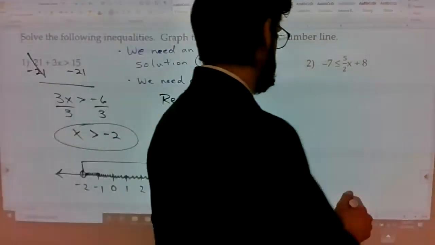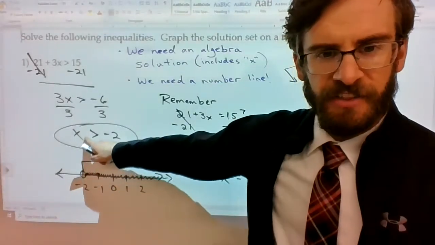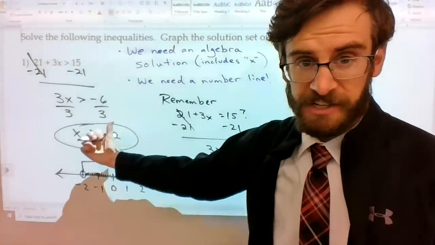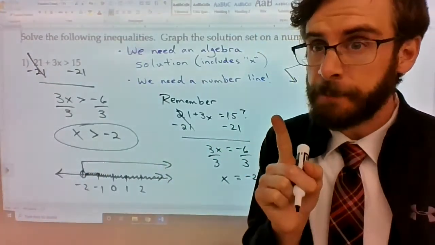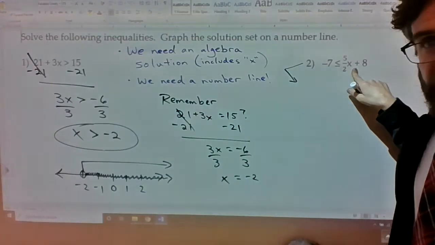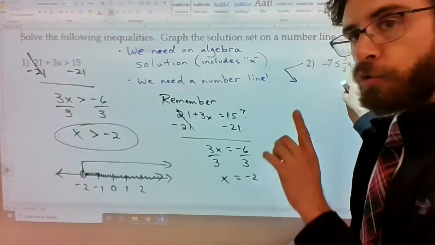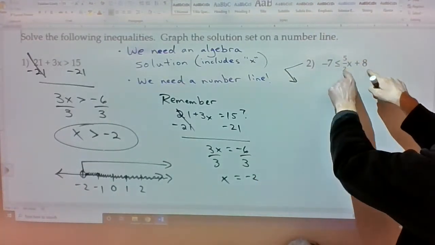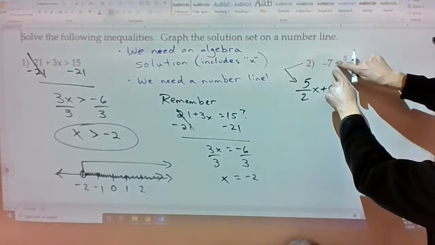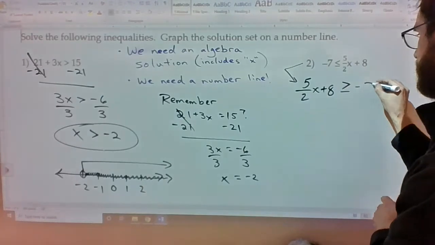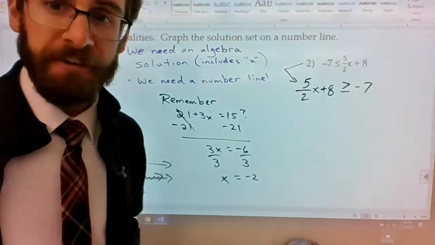Check out number 2. All right, so see how x is on the left for this solution? Pretty much points us in the direction where we should be shading. That is going to be important because when you see x on the right, it usually points you in the wrong direction. So I'm going to rewrite it right away. I'm going to say 5 halves x plus 8 is, flip it, greater than or equal to negative 7. I think that's just easier for us to work with. So you can do that first.